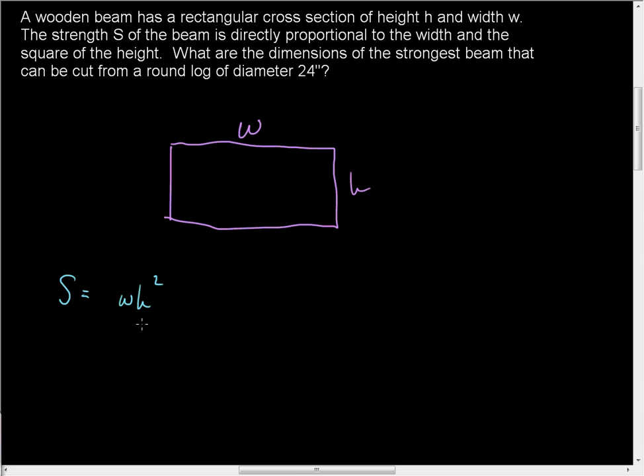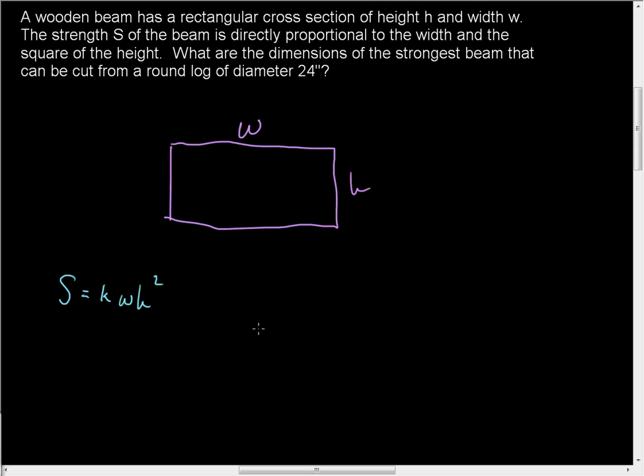Now, if you haven't had algebra in a while, when something is proportional to another, that means that there's just one simple constant, called the constant of proportionality, that relates the two. And so it's very typically registered as K. So S is equal to then KWH squared. It says, what are the dimensions of the strongest beam that can be cut from that diameter?